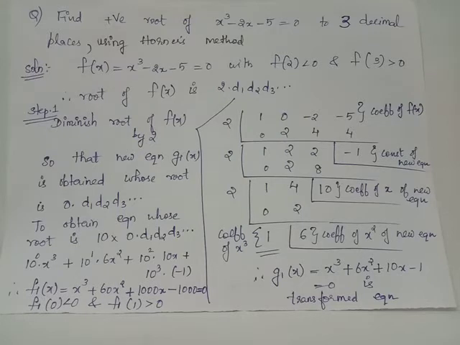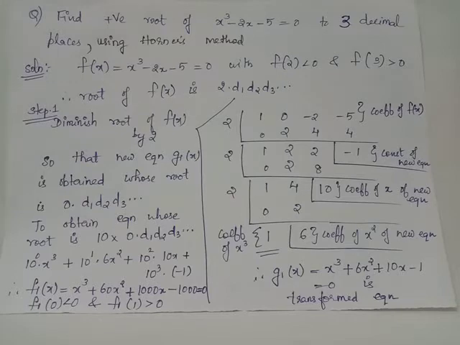Thus, we arrive at the new equation f1 of x equals x cube plus 60x square plus 1000x minus 1000 equals 0. Now we wish to find out the root of f1 of x, which will be of the format d1 point d2 d3, etc., because we have obtained f1 of x by multiplying g1 of x using powers of 10. Hence, the root of f1 of x will be 10 times the root of g1 of x. We have the root of f1 of x will be 10 times 0.d1 d2 d3, etc. Hence, the format of the root of f1 of x will be d1 point d2 d3, etc.